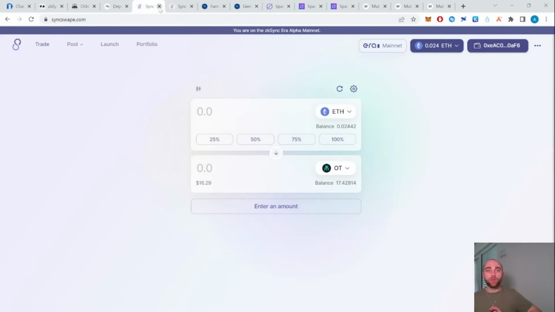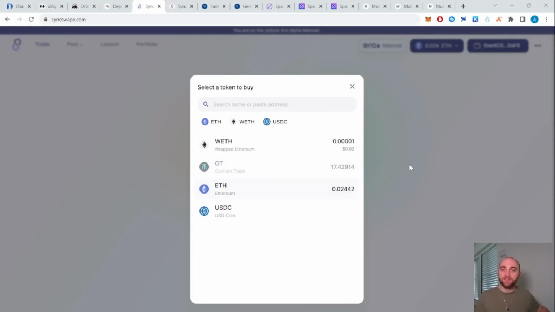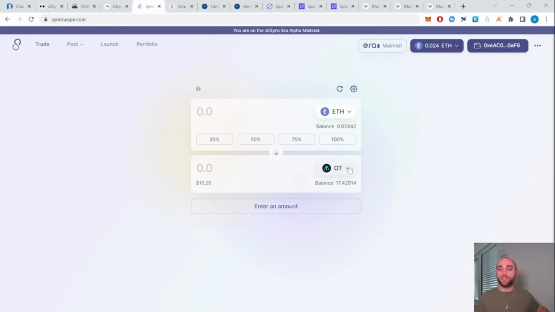First, we need to interact with ZkSync Swap. This is right now the protocol on ZkSync with the highest total value locked, so it's probably a good idea to do some interaction with this protocol. I personally bought some OT. This is a coin on the ZkSync Era network. I just bought it because I thought it was interesting. You don't have to do it.